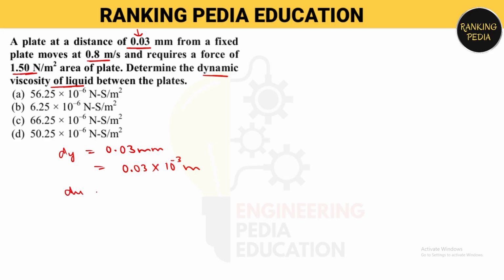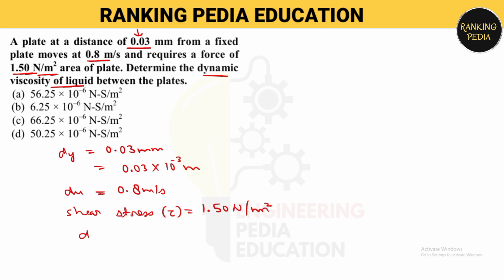The velocity of the moving plate, denoted by du, is given as 0.8 meter per second. Next, the shear stress is given, which is 1.50 Newton per meter square. What we have to calculate is the dynamic viscosity of the liquid.